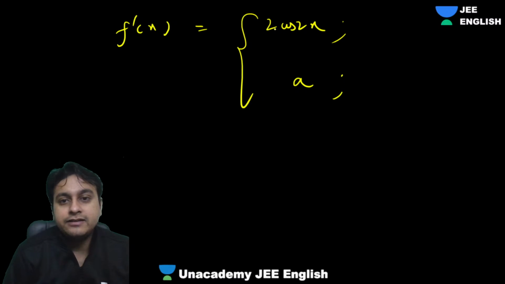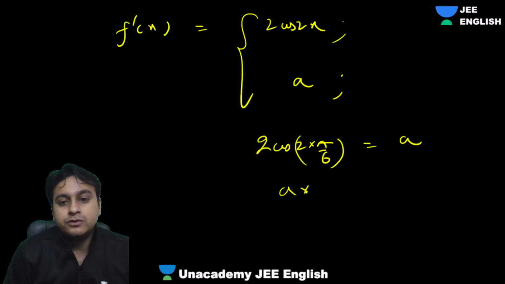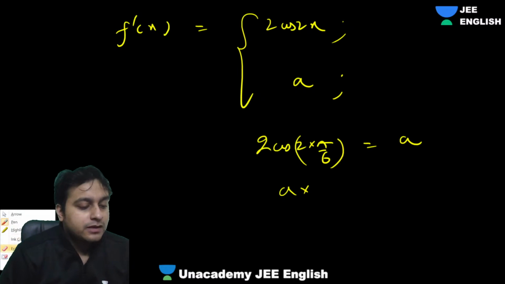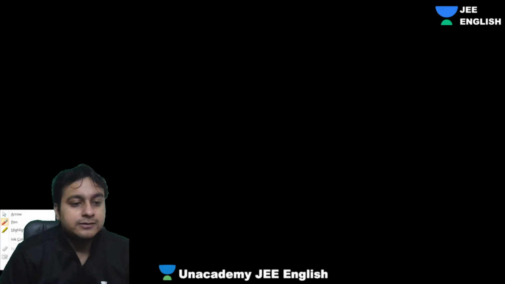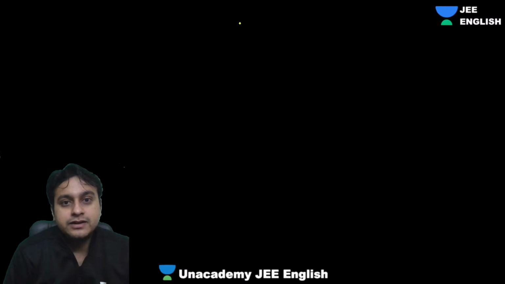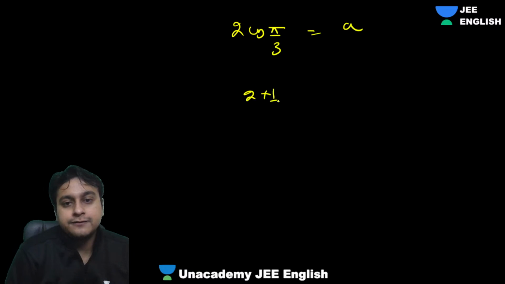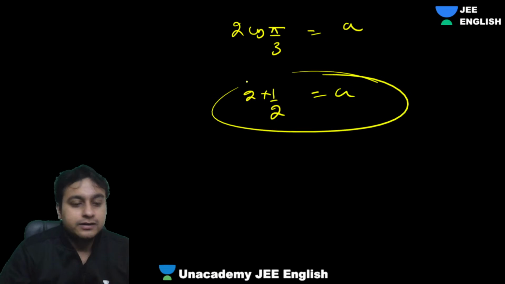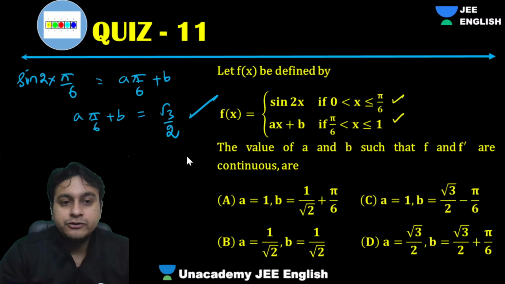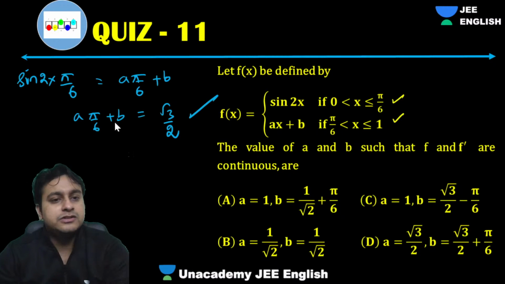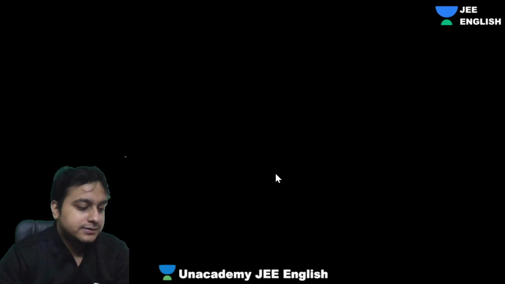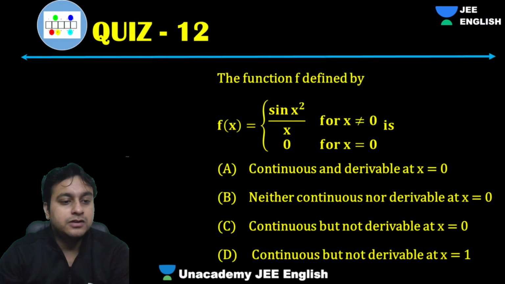So here we will get directly, for pi by 6, right? We will get 2 cos 2 pi by 6 will be equal to A. So A will be equal to 2 cos pi by 3, that is equals to A. So 2 into half, A will come as 1 directly. If you put it over here, you'll get B is equals to root 3 by 2 minus pi by 6. Okay? Let's go.